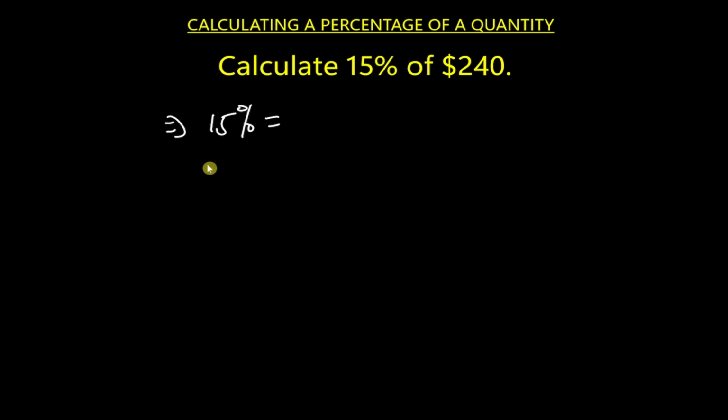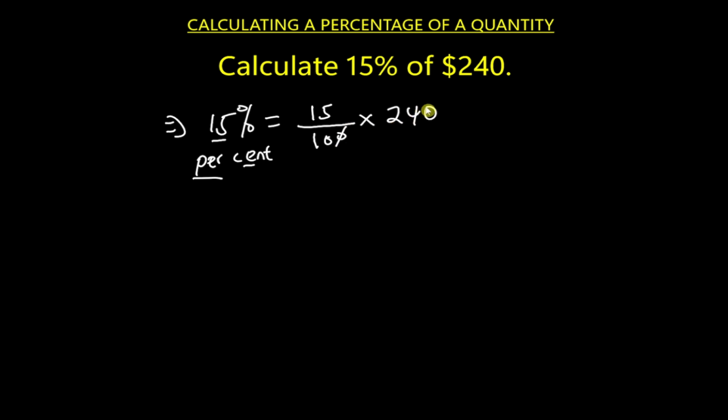Now the word percent: the per simply means division, or you can write it with this sign, and the cent over here means 100. So we put the 15 over here. 15% in fraction is 15 over 100 times 240.